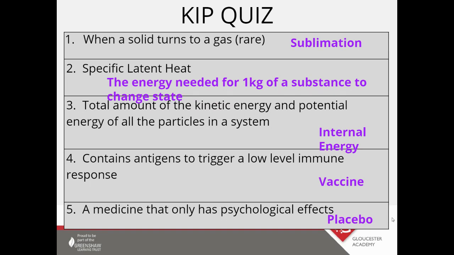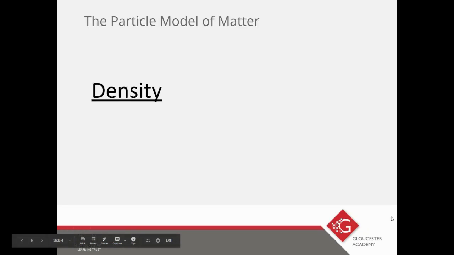Excellent effort if you've got 5 out of 5. Don't forget, you've still got an expectation to do your homework. So today's title is density, and we are starting a new topic. So we've come off quantitative chemistry, and we are now looking at the particle model of matter.